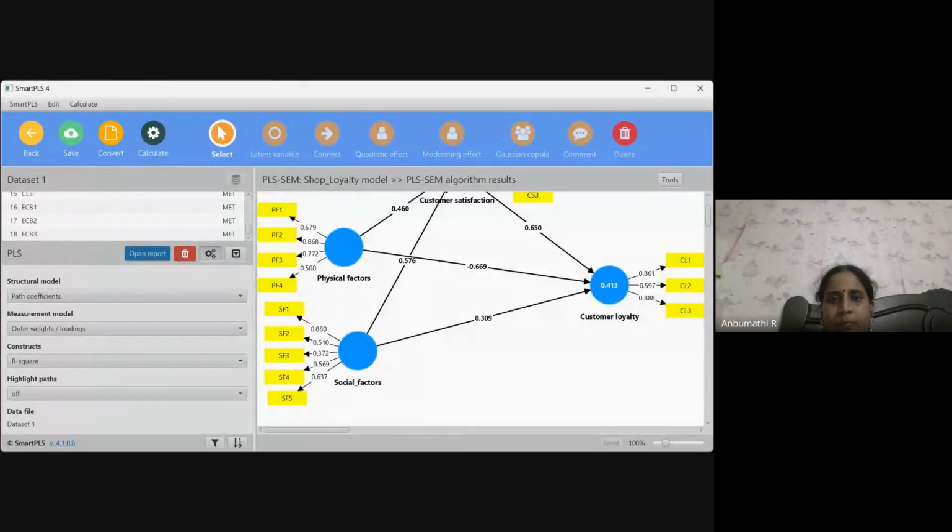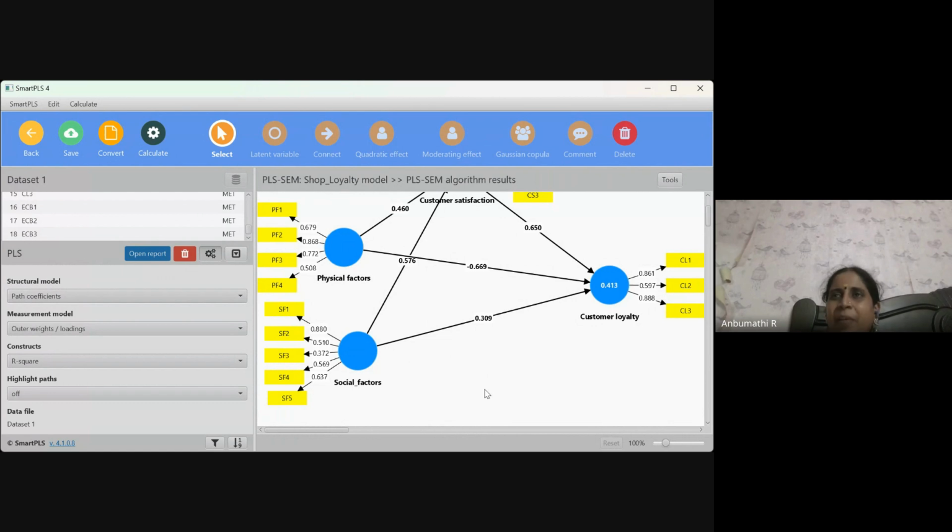Okay. So now again, go to Smartpls. So now we are done with the outer model, the measurement model. Now we are going to see the structural model. So go to Smartpls again. Okay. So we are on this page.